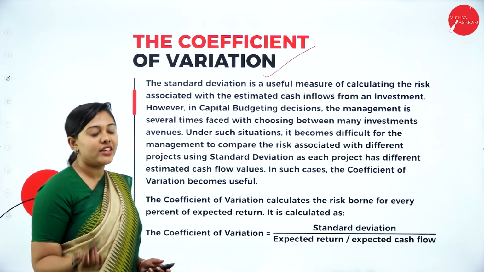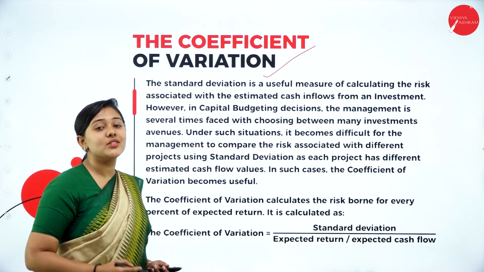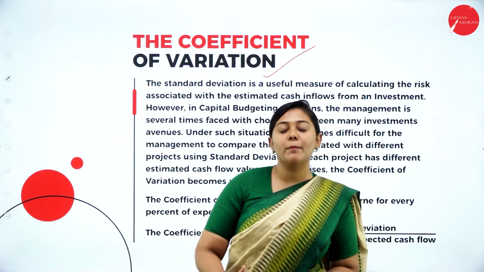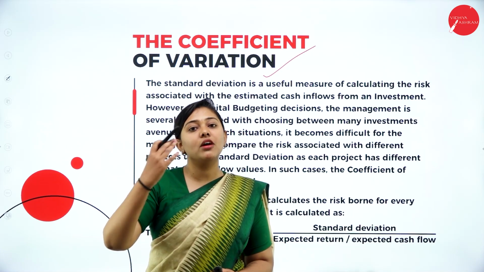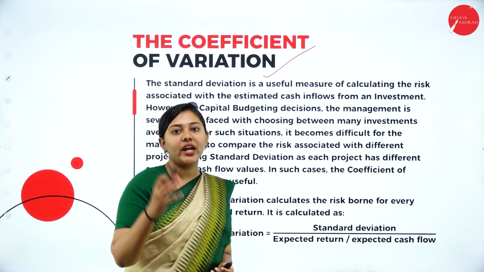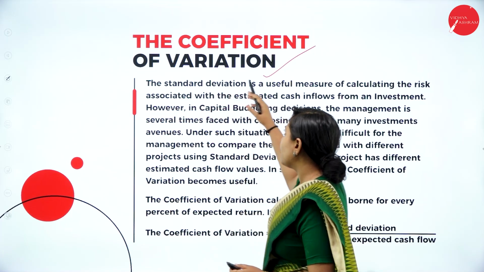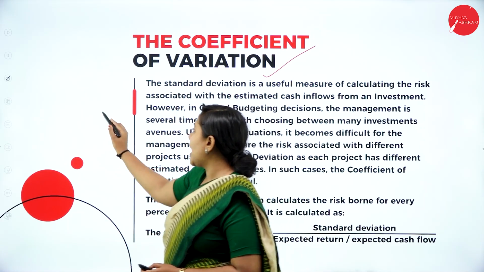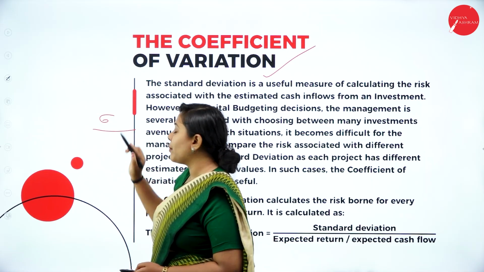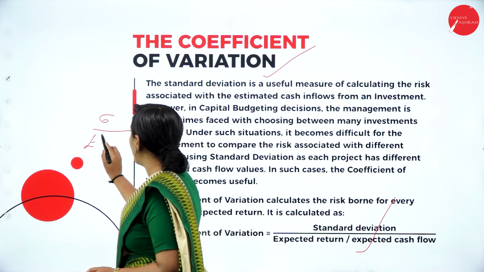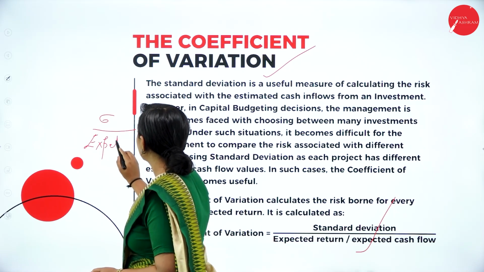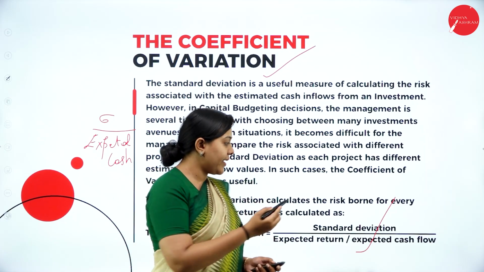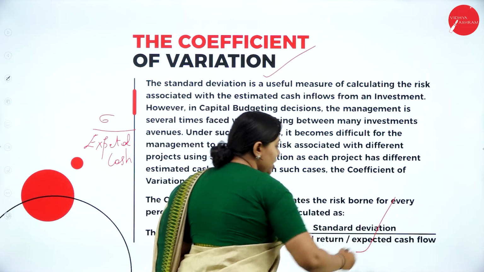Moving forward, now let us learn about the coefficient of variation. In a few cases, the standard deviations will be very similar, and at that time it will be very difficult for the financial manager to take a decision. To have better clarity on the project, you have the coefficient of variation. So what is the formula? Standard deviation divided by expected cash flow, and you get your answer.